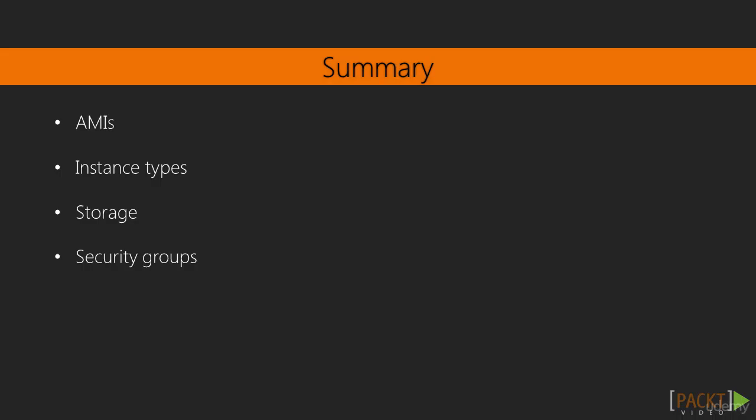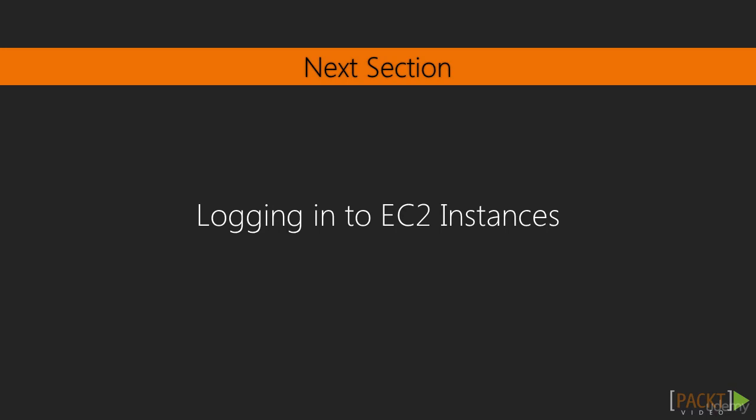In this section, we demonstrated how to launch an EC2 instance. And during that process, we learned about AMIs, instance types, storage options, and security groups. In this next section, we will learn about logging into EC2 instances and the difference between Linux instances and Windows.